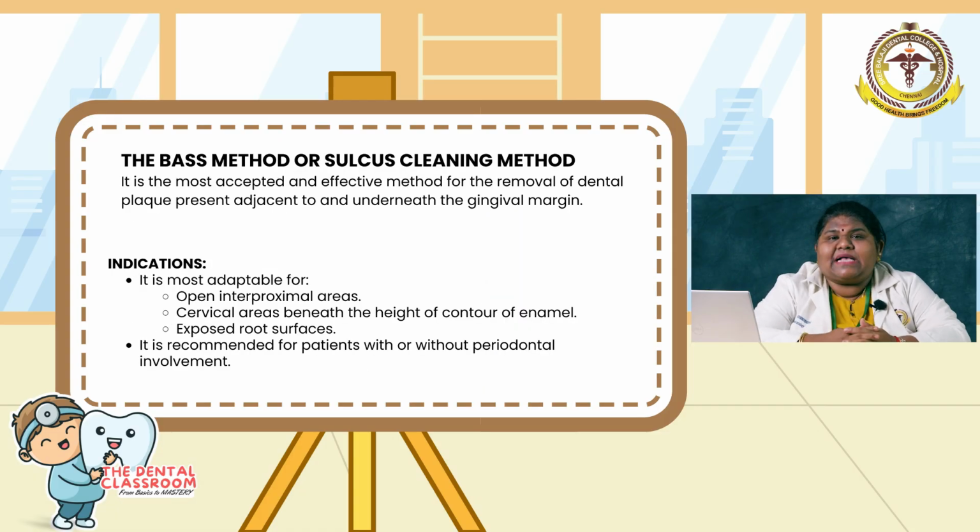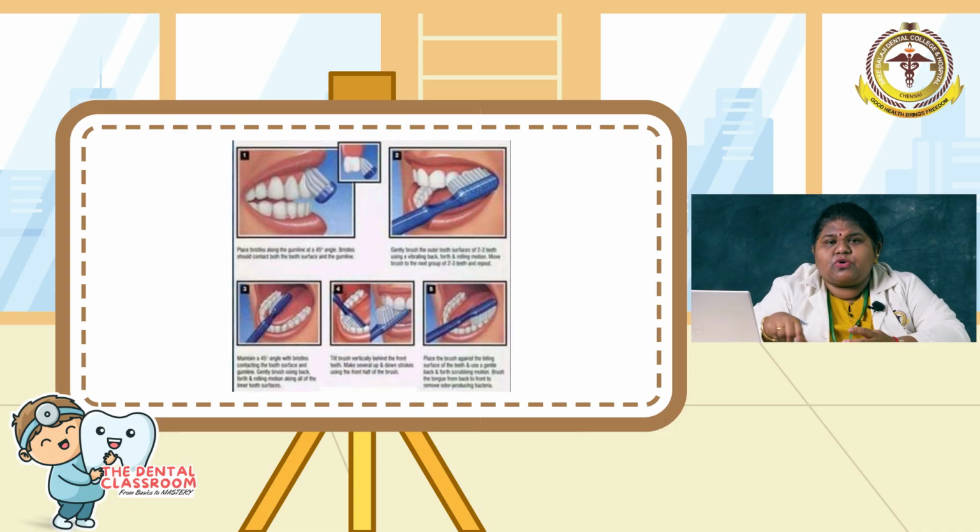So the Bass technique, what is that? It is a circular cleaning method. It is the most acceptable and effective method for removal of dental plaque present adjacent to and underneath the gingival margin where it is indicated. It is most adaptable for open interproximal areas, cervical areas beneath the height of contour of enamel, and exposed root surfaces. It is recommended for patients with or without periodontal involvement. The adjacent picture shows you how the Bass method is done.